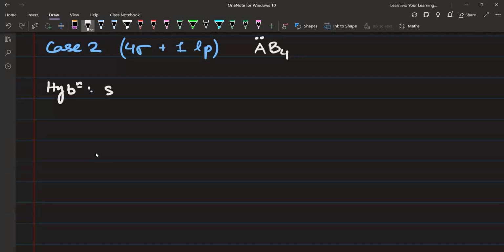Hybridization SP? Complete it, Abir. Turn your mic on properly. Don't use the space bar. SP3D. Very good. So the electronic geometry is going to be still the same. By the way, now a question arises. Where should we put the lone pair? Because we have two different types of positions, axial and equatorial, right? So the lone pair will go where? Where there is more repulsion or less repulsion?